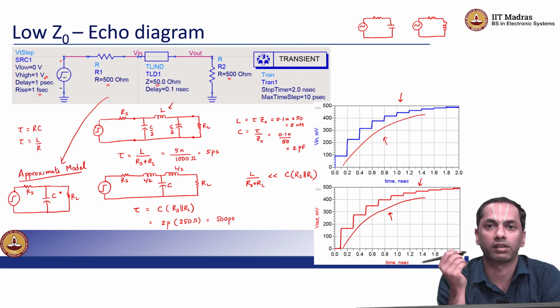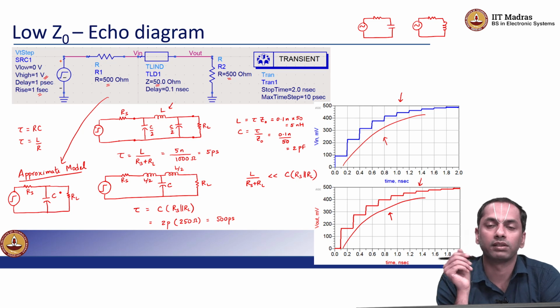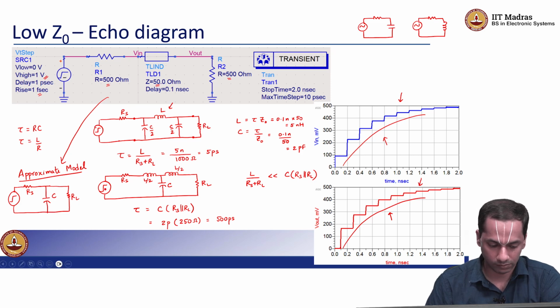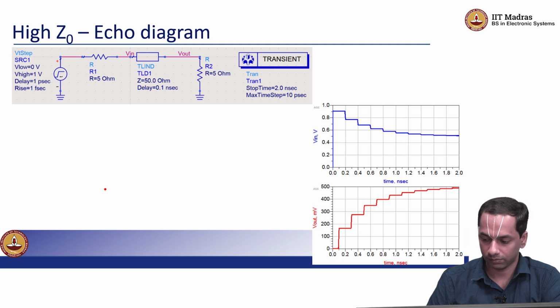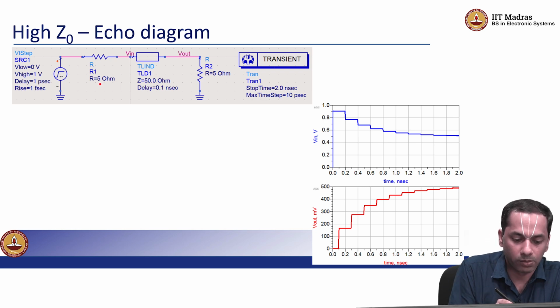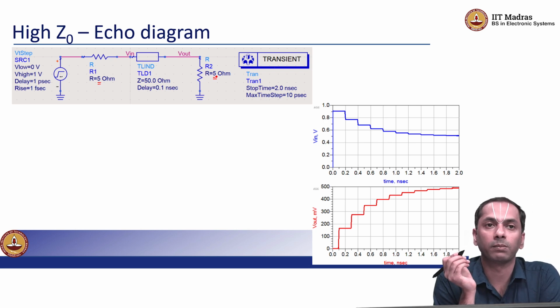Now we'll try to look at an opposite situation where the source and the load resistance are both lower than the characteristic impedance, right? Okay, so here the situation has changed only slightly. All I did was keep everything the same but change the source and the load resistances to 5 ohms instead of 500 ohms, right? So it is now 10 times smaller than the characteristic impedance.